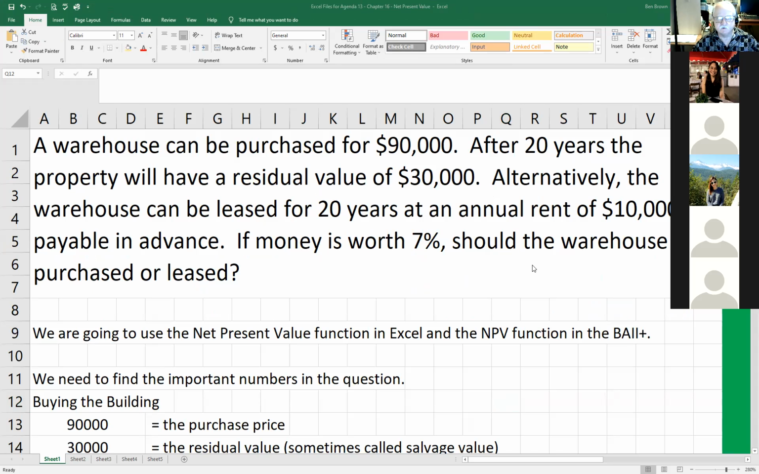So let's look at the scenario we're looking at. A warehouse can be purchased for $90,000. After 20 years, the property will have a residual value of $30,000. Alternatively, the warehouse can be leased for 20 years at an annual rent of $10,000 payable in advance. If money is worth 7%, should the warehouse be purchased or leased?